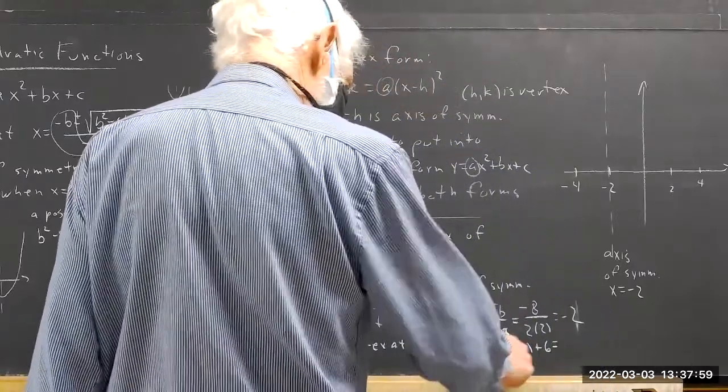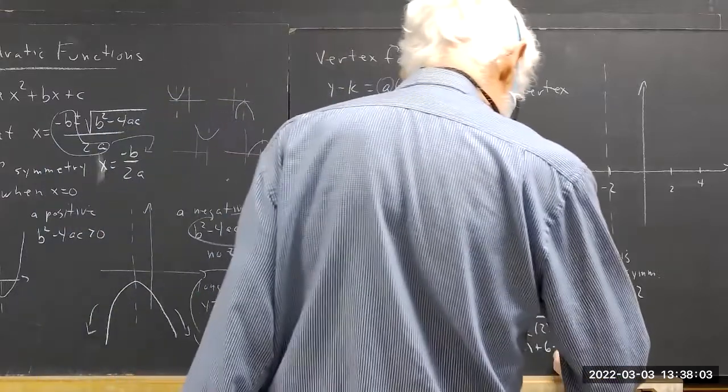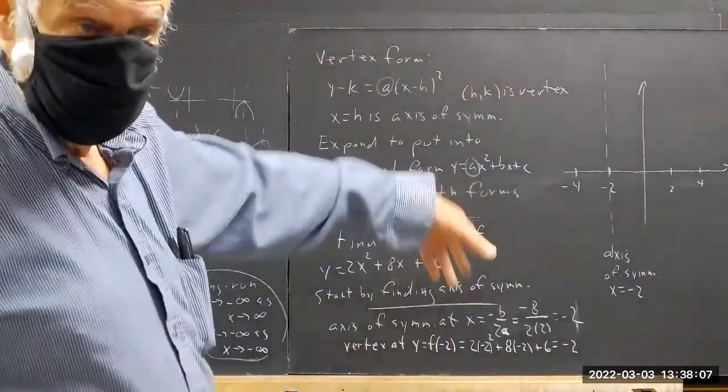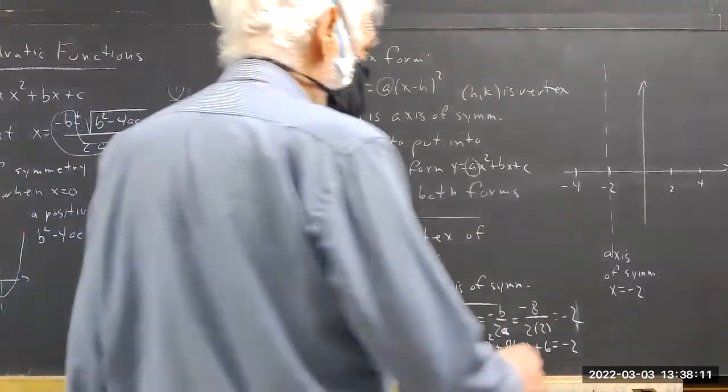Well, that's going to be 8. That's going to make it 14. That's going to make it -16. So that's going to be -2. So coincidentally, I can plan it that way, but the y coordinate of the vertex is the same as the x coordinate. It's at -2, -2.